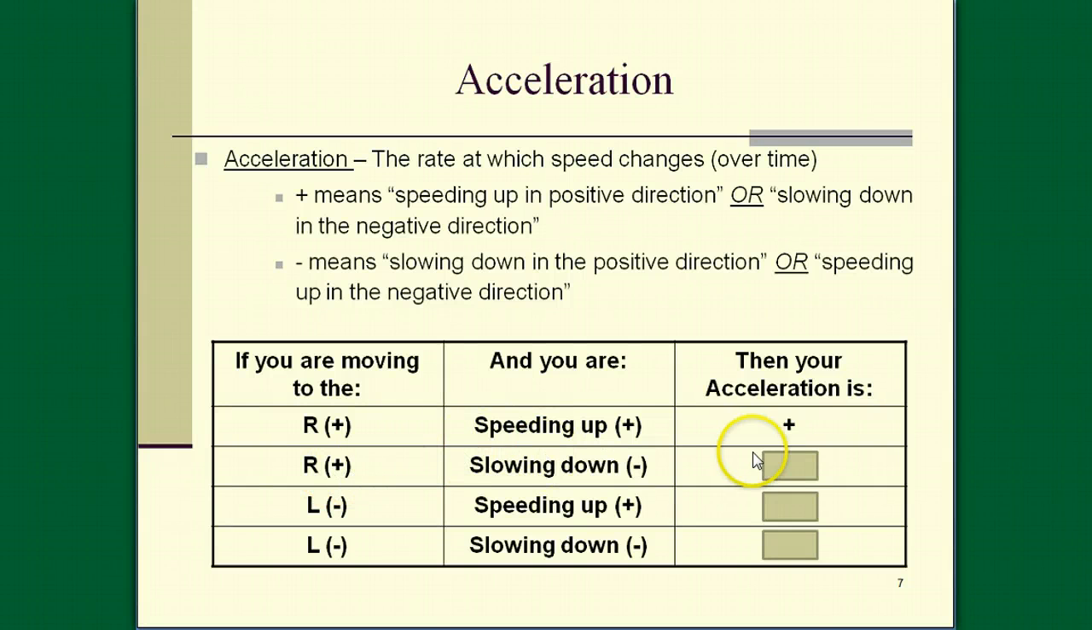But if a car is moving to the right and we're slowing down, the rope that slows it down must pull not to the right but back to the left. And that will be the direction of the acceleration. To the left is a negative acceleration.